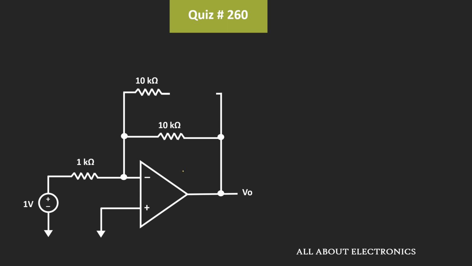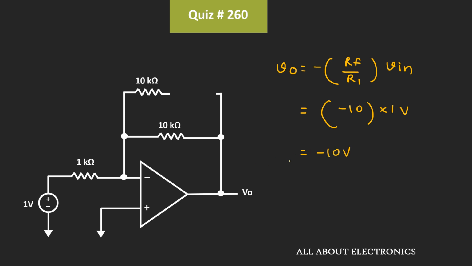If we just remove the Zener diode from the circuit, then this circuit is operating in the inverting configuration. That means in this configuration, the output voltage is equal to minus Rf divided by R1 times Vin. That means it is equal to minus 10 times 1 volt. So if this Zener diode is open circuited, then the output voltage of the op-amp is equal to minus 10 volt. And the same voltage will also appear across the two terminals.